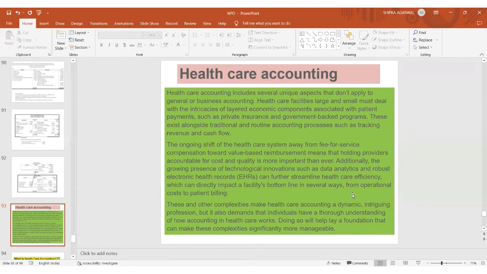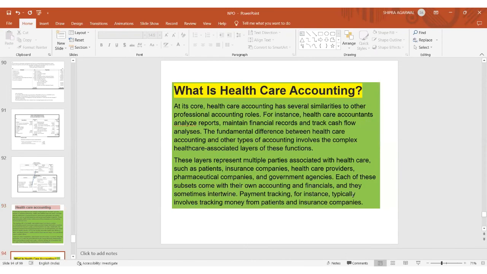So whenever we are talking about this ongoing shift of the healthcare system away from fee-for-service compensation towards value-based reimbursement, it's not just that you're providing the services and taking the fee. No, there are many other things that you have to take care of, because you know that there are so many insurance companies involved, maybe government organizations involved. So there are many layers of the working. You have to take care of each and every layer, and then deal with the intricacies and the complexities that will be involved in your healthcare accounting. And based on that, we will be moving ahead further.